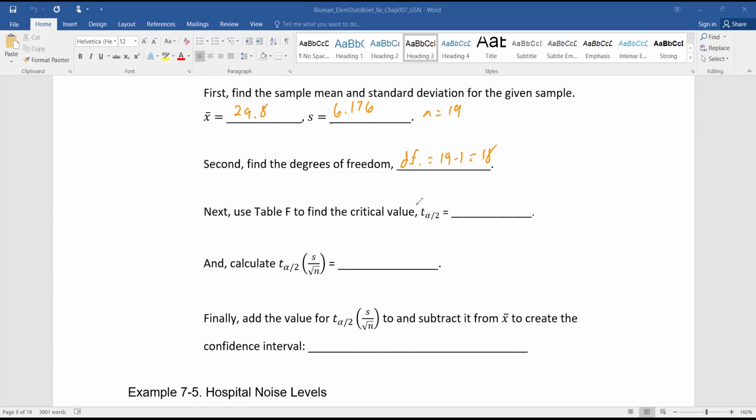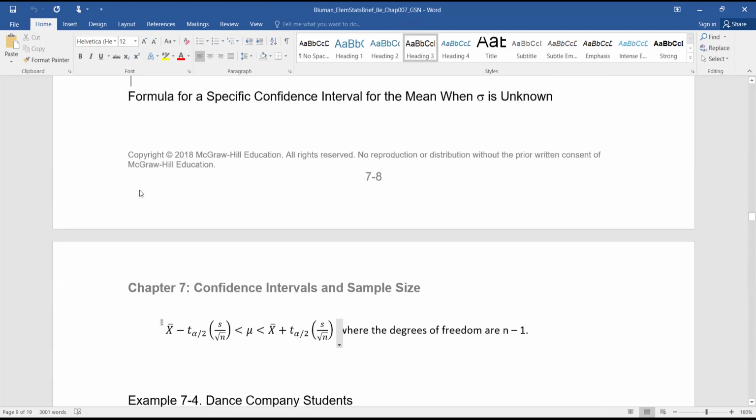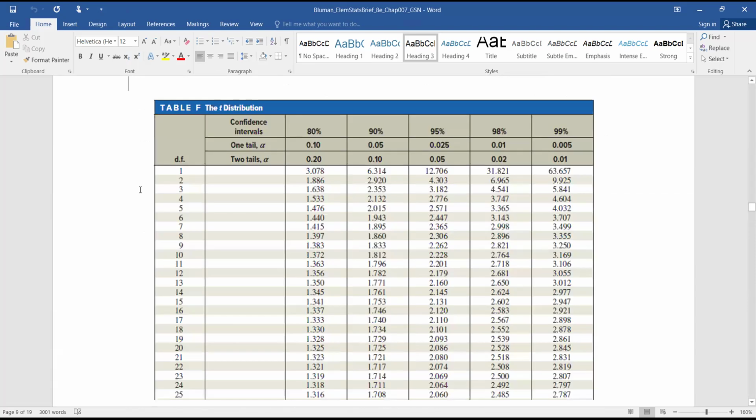So to find this guy, I need to go to 18. And then I'm looking for, so I'm going to trash this real quick. I'll come back later. I'm looking for 19 and 99% confidence. So when I come back up here, there's 19 right there. And then at 95% confidence, it would be 2.093.